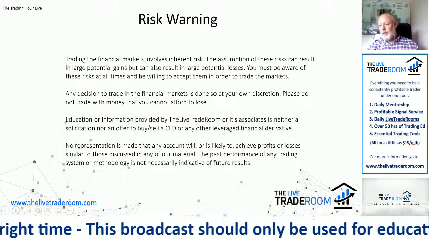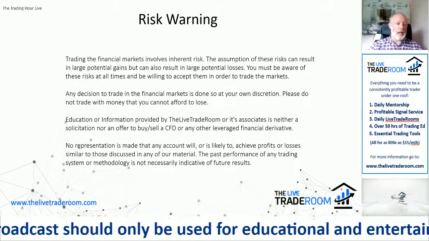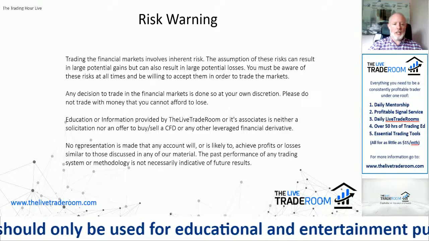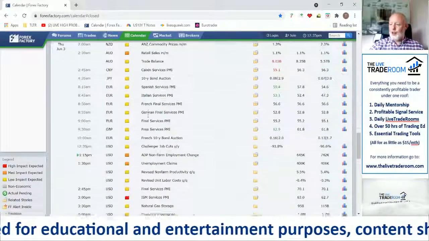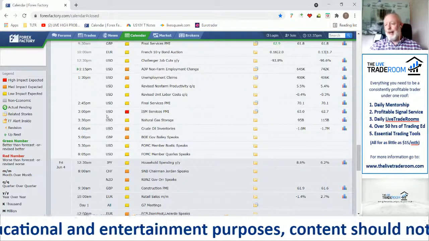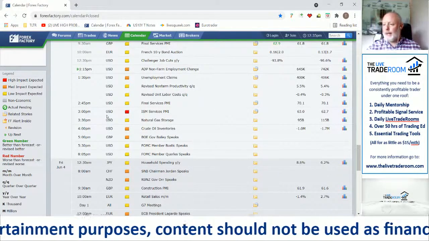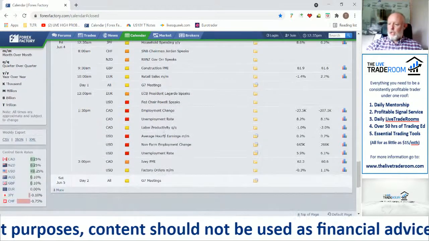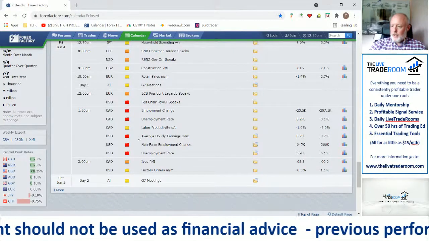Okay, so the first thing we do just before we make some trading decisions, of course, is to just be mindful of the news events. Is there any major news event that's likely to impact and rock these markets? And this time tomorrow, we've got a very, very significant news event.